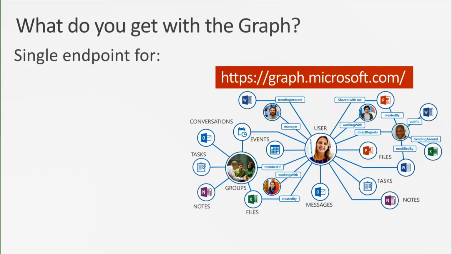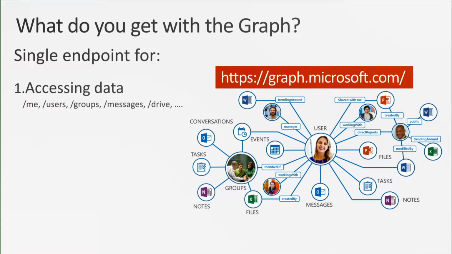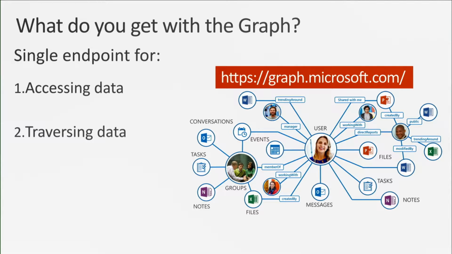Unify that again through the Graph API, to the Graph endpoint. So accessing data, no matter whether it's about you, about your users, about your groups or messages, that's all accessible. You can traverse the data. So let's say if you land on yourself, you can look at things and pivot off.